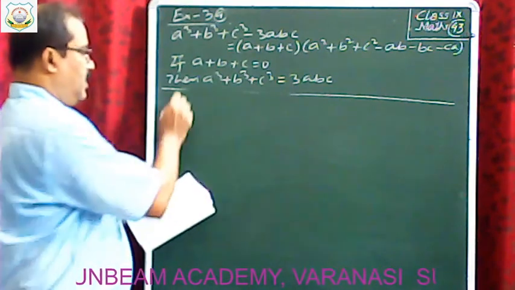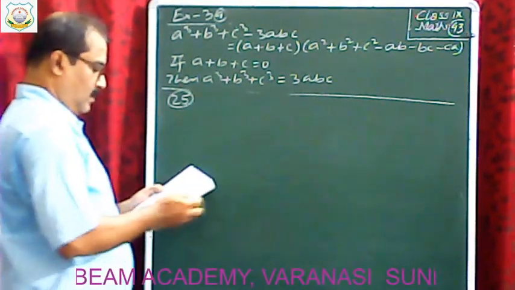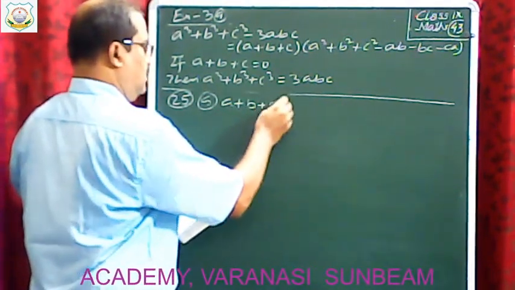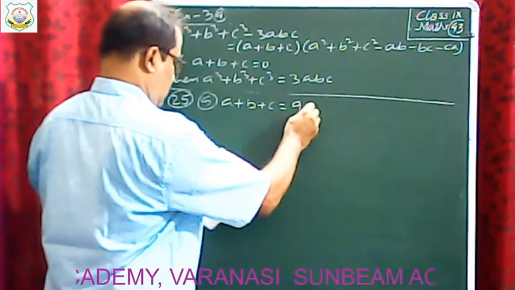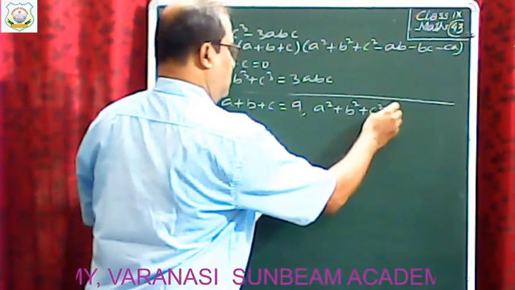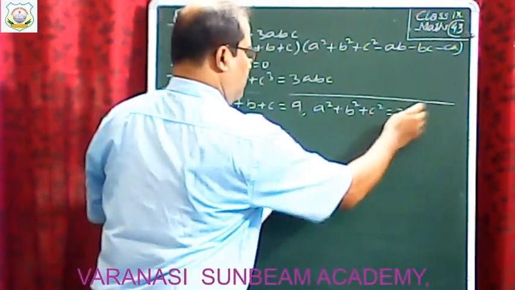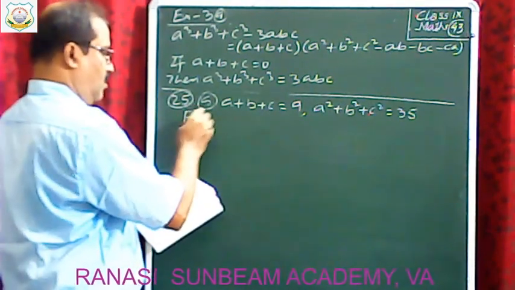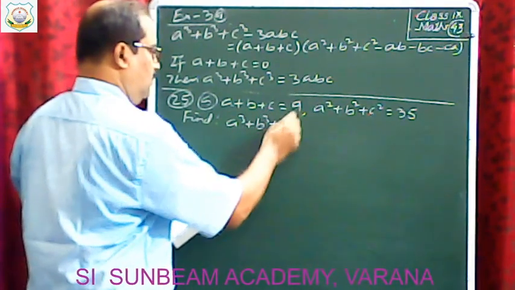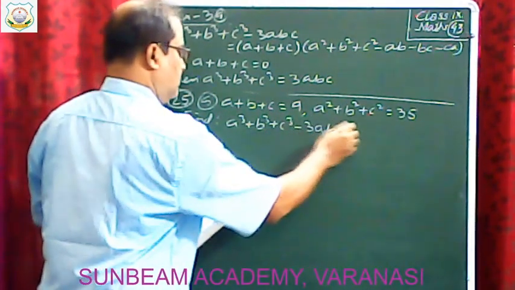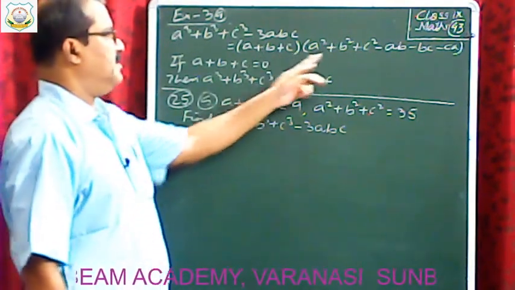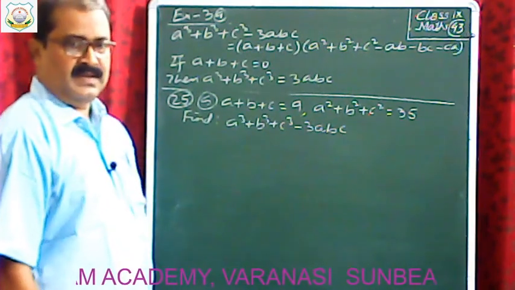Now the last question, 25. It is given if a plus b plus c equal to 9 and a square plus b square plus c square equal to 35, then find the value of a cube plus b cube plus c cube minus 3abc. Okay, formula we know, a cube plus b cube plus c cube minus 3abc equal to a plus b plus c times a square plus b square plus c square minus ab minus bc minus ca.